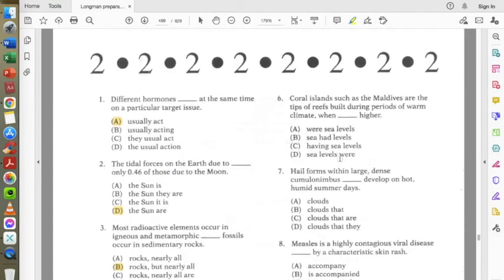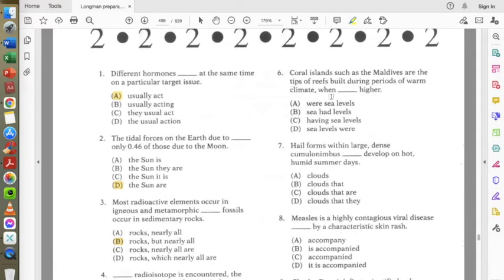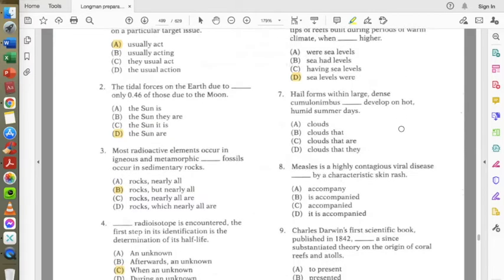Number six, coral islands such as the Maldives are the tips of the reefs built during periods of warm climate when blank higher. Well, we've got a time clause here. When sea levels were, since we have a comma and a when clause, we're going to need a verb, so A is incorrect. When sea had levels higher, that's a word order problem, and there's also a singular plural problem there. When having sea levels higher, again, missing a verb, that's a gerund. When sea levels were higher, is correct.